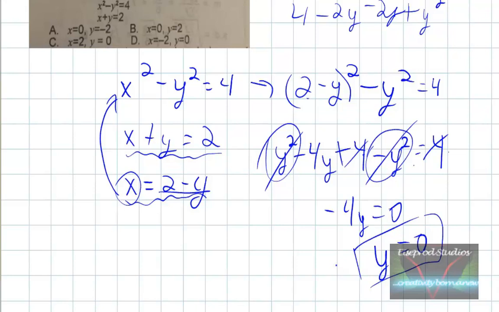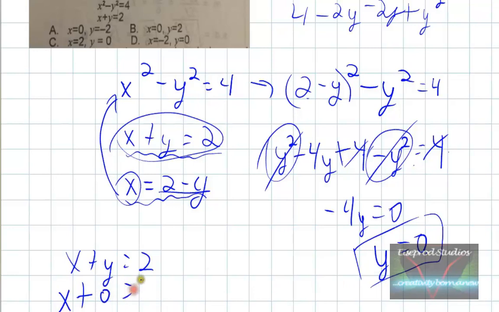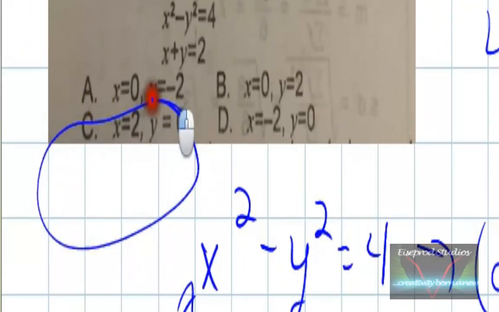So the next step would be to use this to solve for x. And so we can go back to this original equation, this one. So remember, x plus y is equal to 2. So now we know that y is 0. We can just say x plus 0 is equal to 2. So we know that x is equal to 2. So your answer is going to be C.